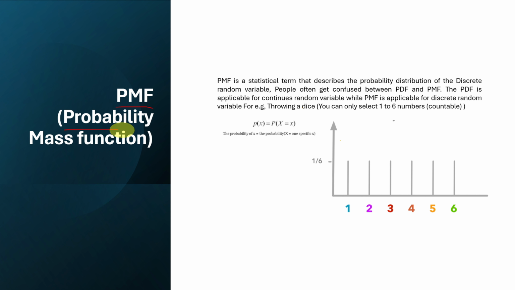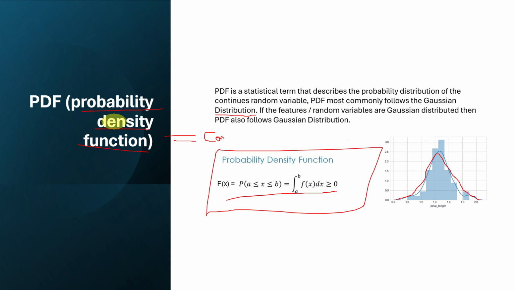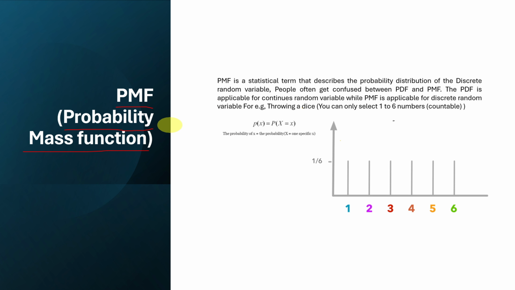These things do also come up in your MCQs as well. Like a basic definition, like which one is for the continuous. So probability density function is for the continuous. So do remember this. This is for the continuous. Probability mass function is for the discrete. Okay, let's understand with the definition. PMF is a statistical term that describes the probability distribution of the discrete random variable.